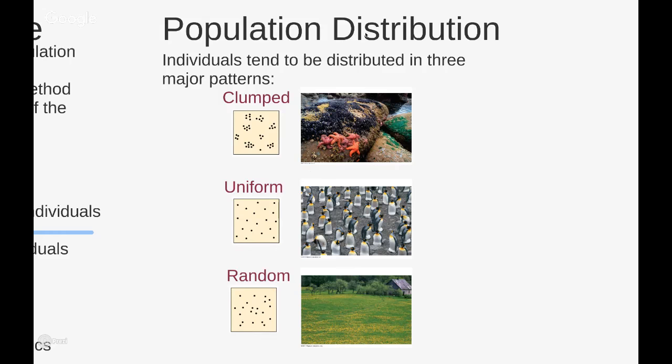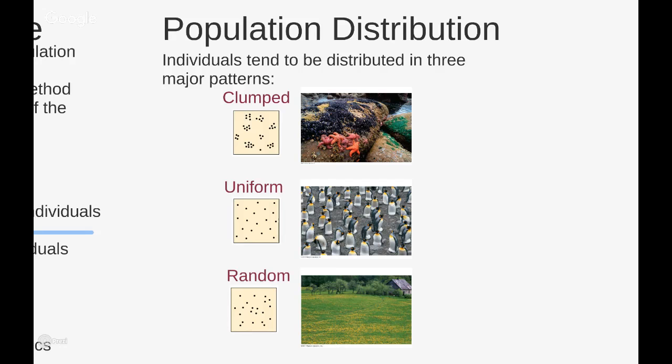This is usually based on resources and competition. You'll find clumped organisms around resources that are necessary. So like water, for example, you'll find trees growing near rivers and water sources, and not so much out where there is no water. These starfish, these sea stars, show clumped distribution. They're living in clusters. You will find uniform distribution where competition occurs. These penguins are a great example of this. They all have their little territory when they're mating, and so they are evenly spaced.